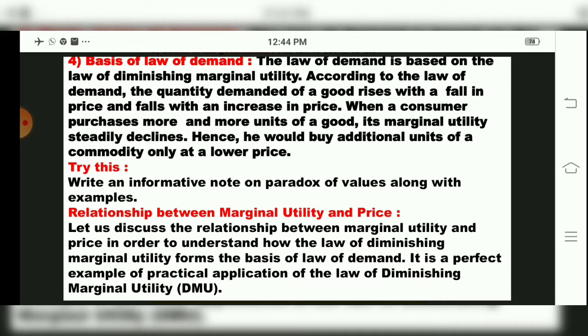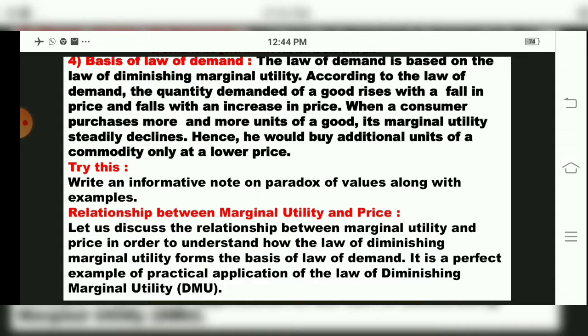Previously we studied the relationship between total utility and marginal utility. Now we are going to study the last point of this chapter, children, that is the relationship between marginal utility and price. How will we study it? On the basis of the law of DMU. We'll take it as a practical example, the law of DMU, and then we will study it practically.